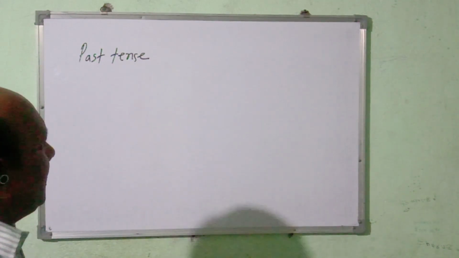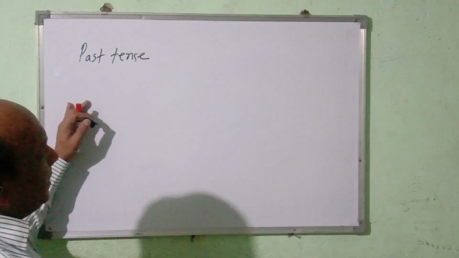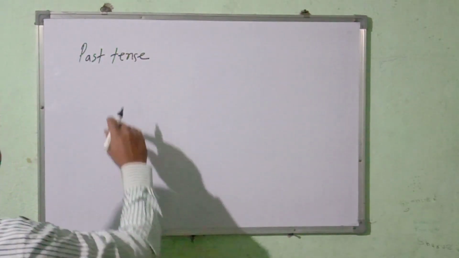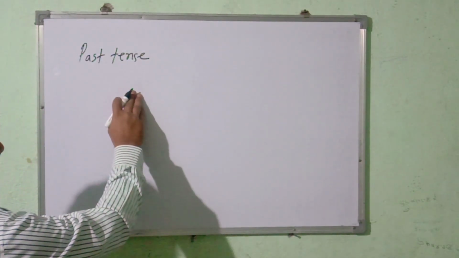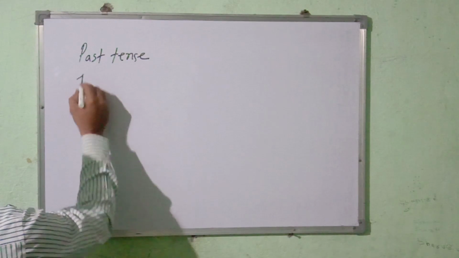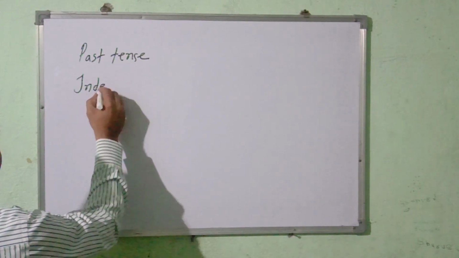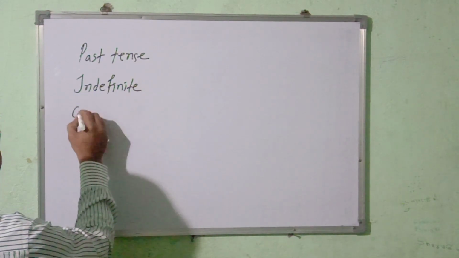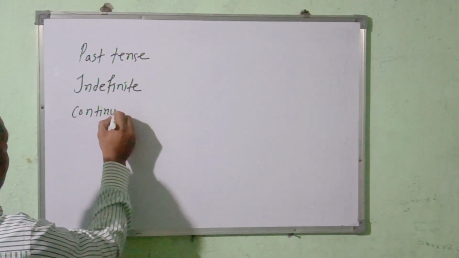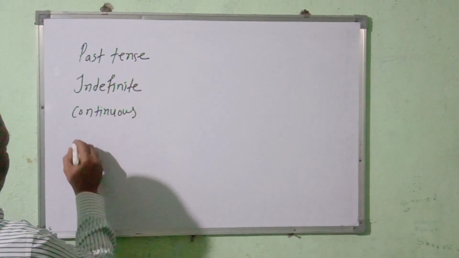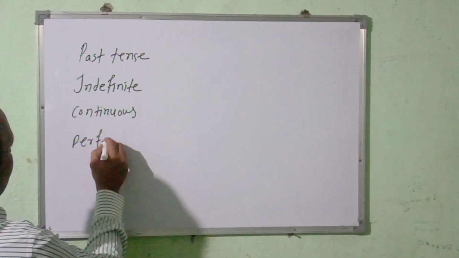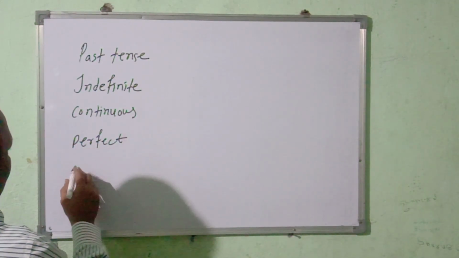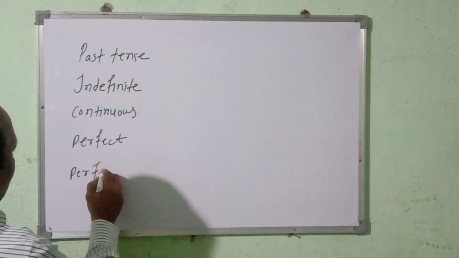Past tense. So what are the subforms of the tense? We will see what the patterns of the past tense are. First one is the indefinite tense. Second one is the continuous tense. Third one is the perfect tense. And last one is the perfect continuous tense.